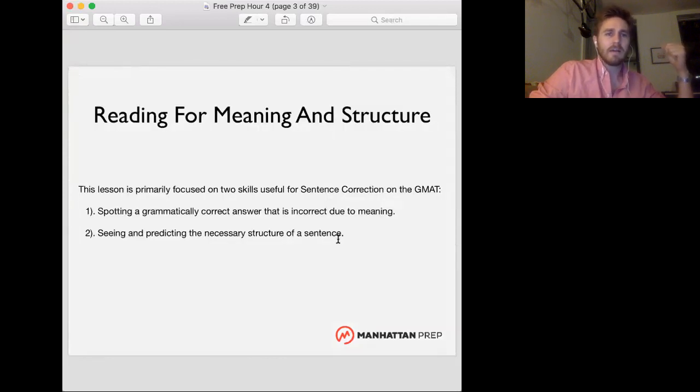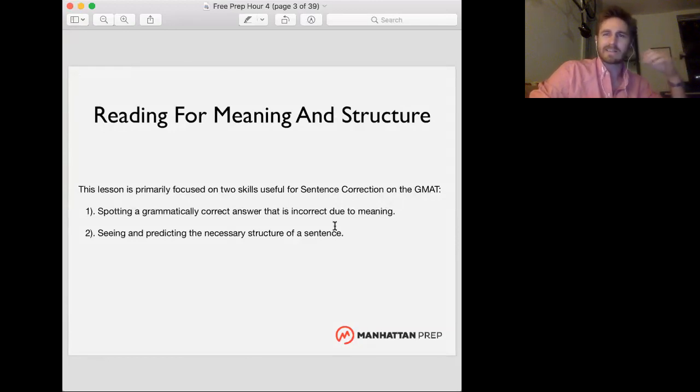Today's lesson, I've loosely titled it Reading for Meaning and Structure, which is, I know, the most exciting thing you've heard in your entire life. We're talking today about some sentence correction. And I'm really hoping to get across two main ideas and skills that are pertinent to GMAT sentence correction.